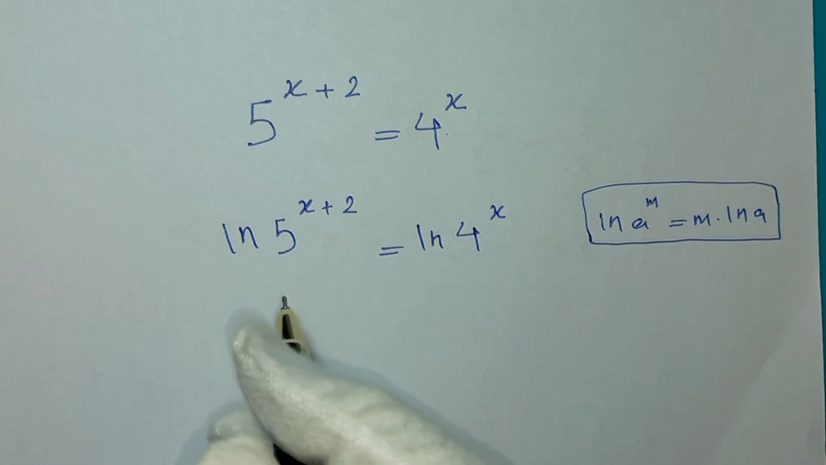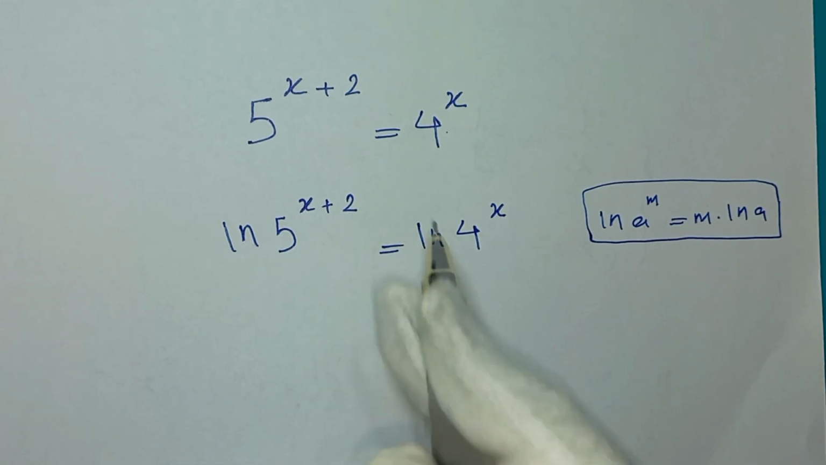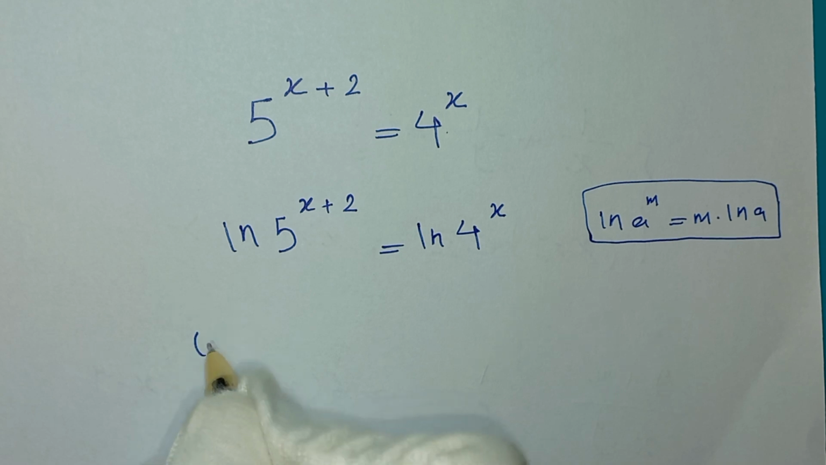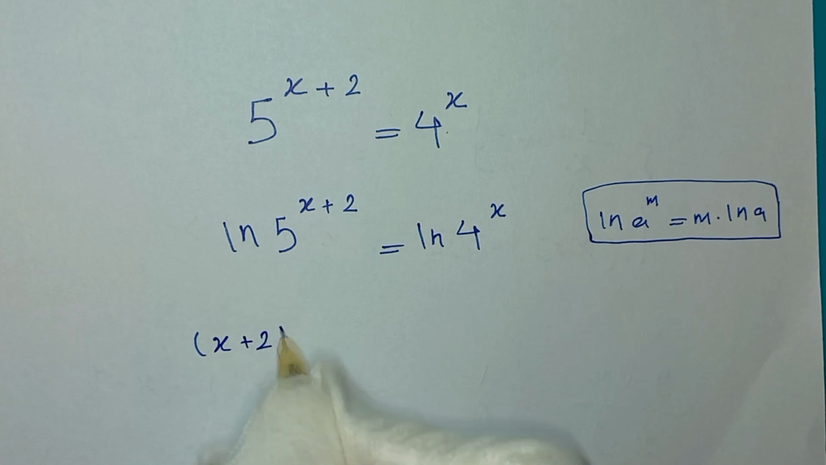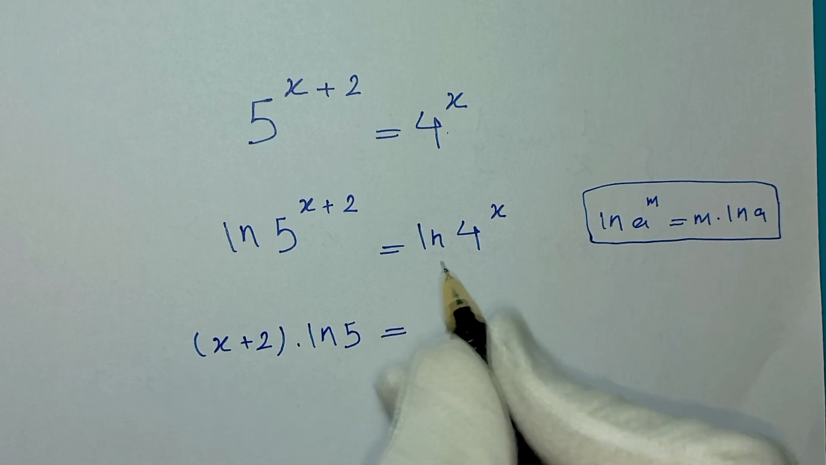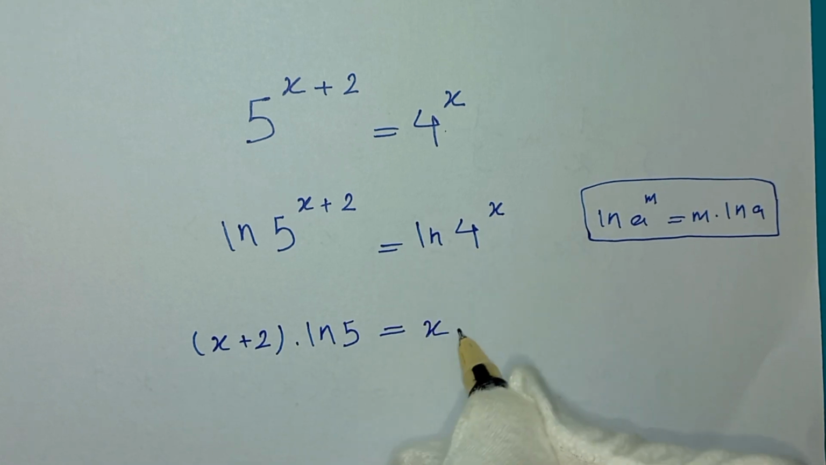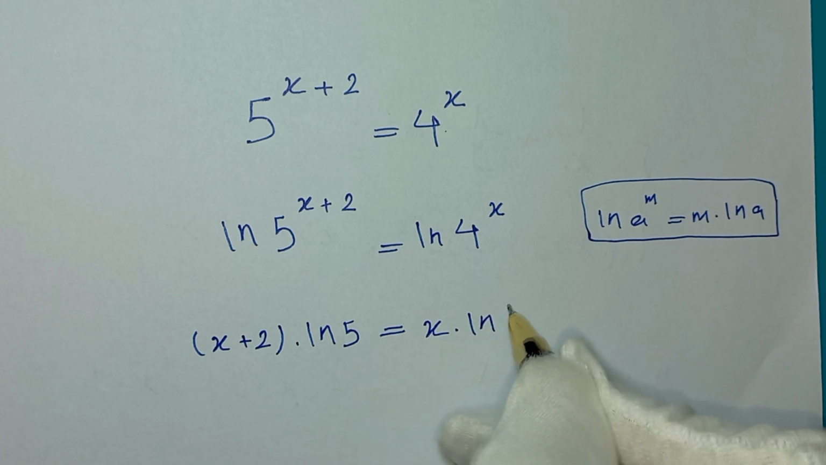So in here, ln of 5 to the power of x plus 2 will be x plus 2 times ln of 5, is equal to ln of 4 to the power of x, which is x times ln of 4.